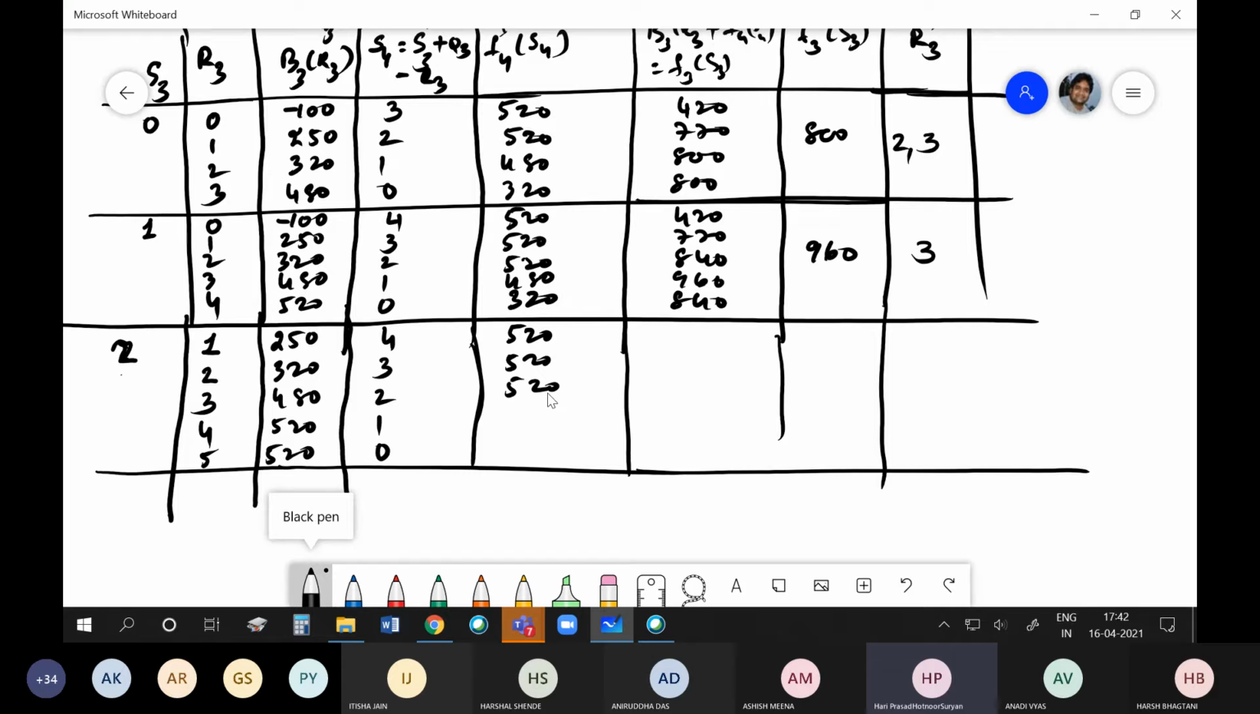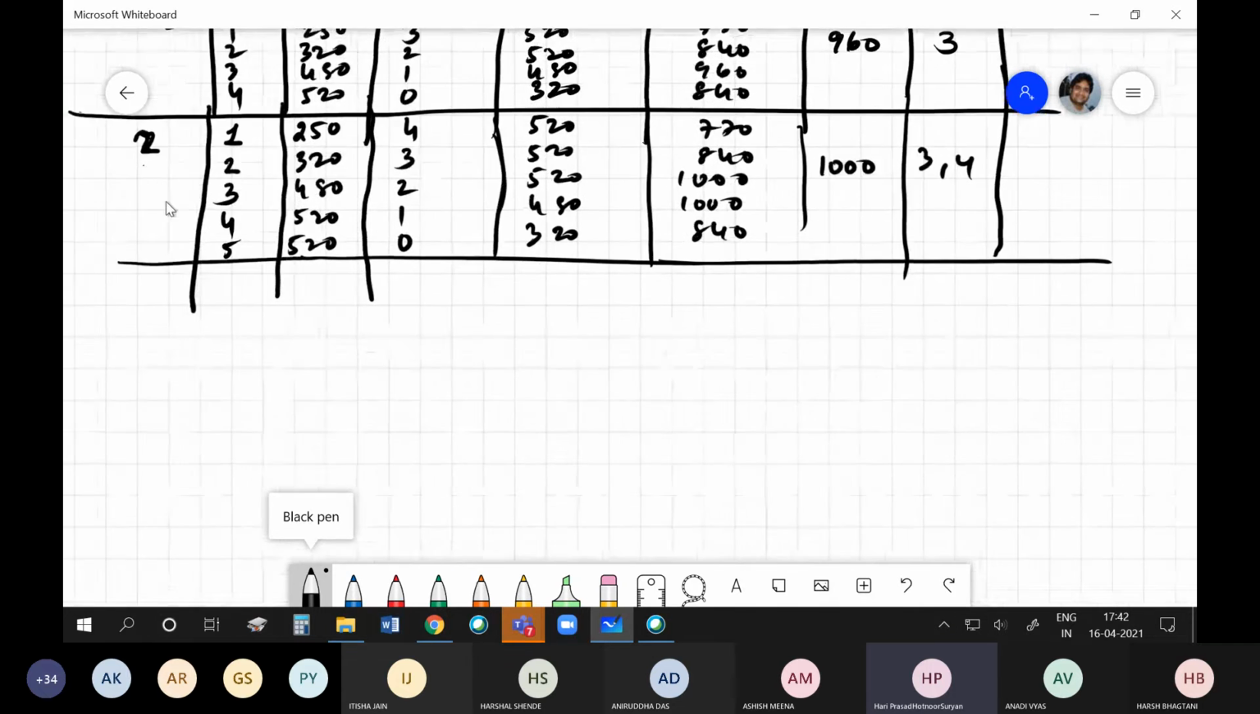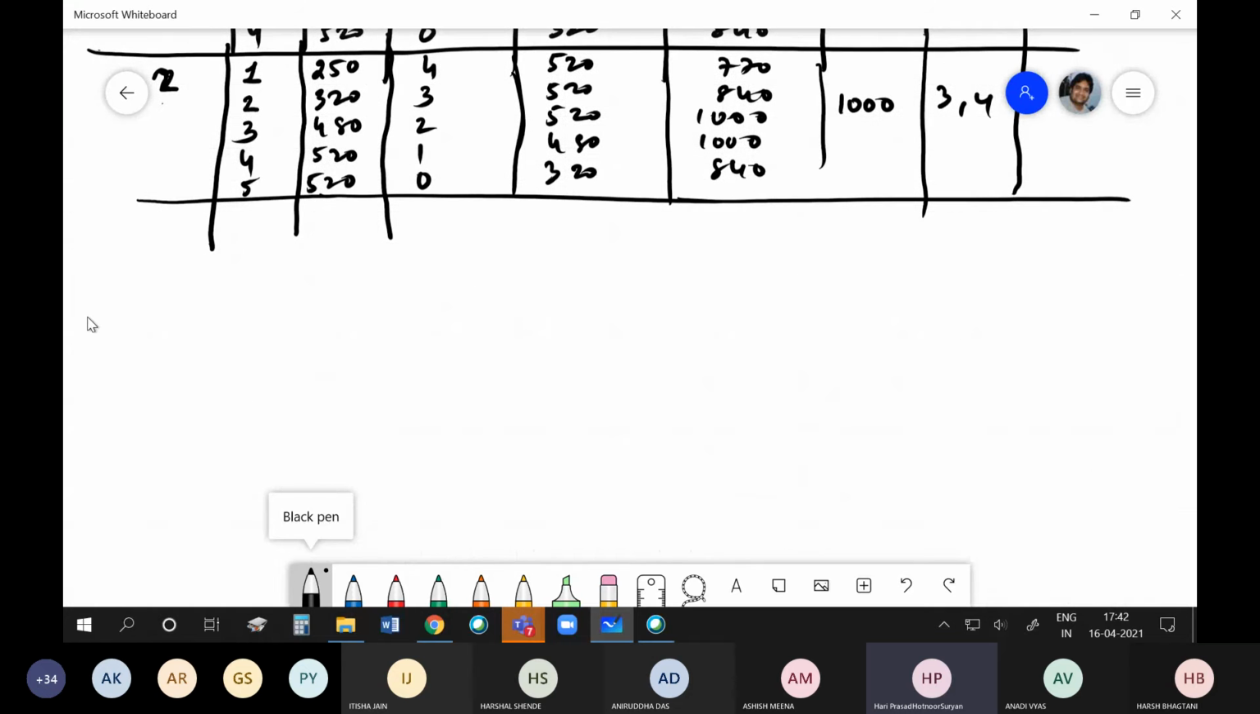520, 520, 480, 320. Okay, the total is 770, 840, 1000, 840. Okay, so this is 1000, this is 3 and 4. So this is for if the storage is at the beginning of the third is 2 units. Suppose I have 3 units at the beginning of this, what are the possible releases?